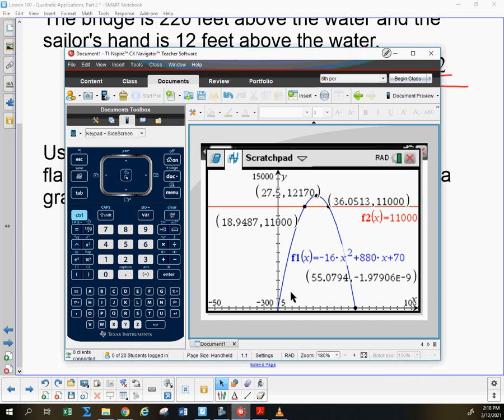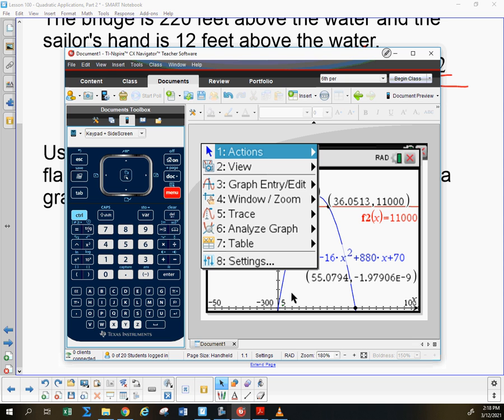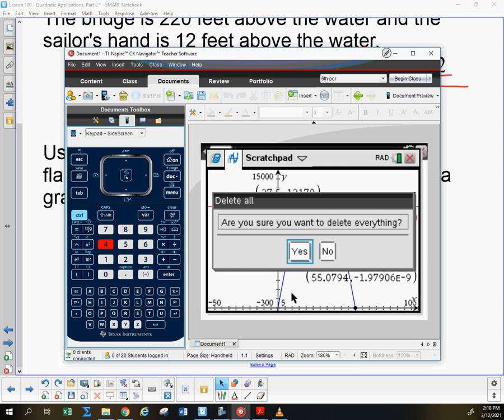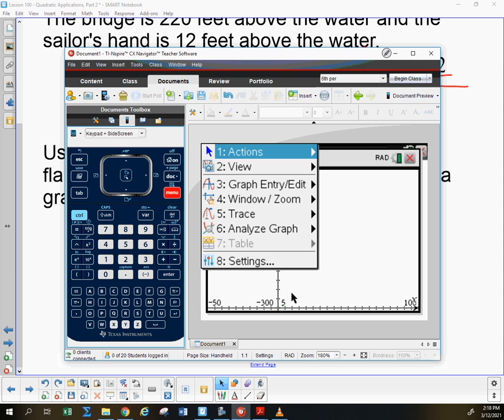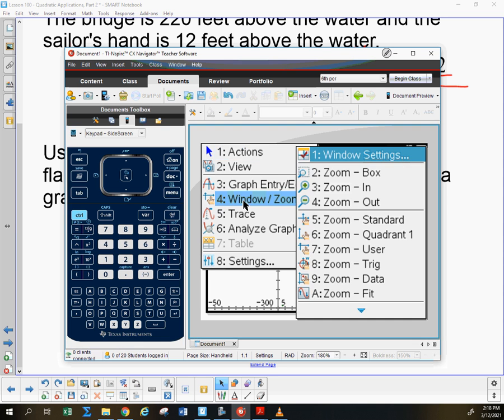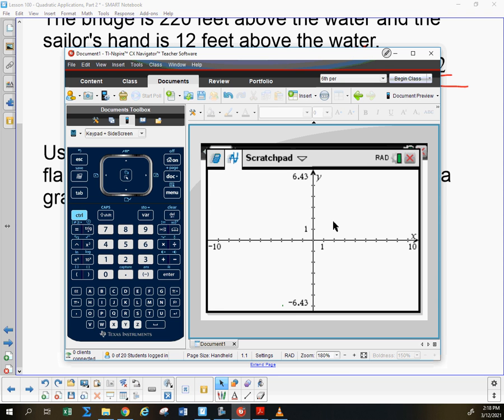So calculator here, menu, 1, 4, yes, everything's cleared. Well, let's go back. I don't think we're going to want that 15,000. Let's just go back to our window zoom, and let's go to choice 5 for standard, and then we'll see how we need to change it from there.